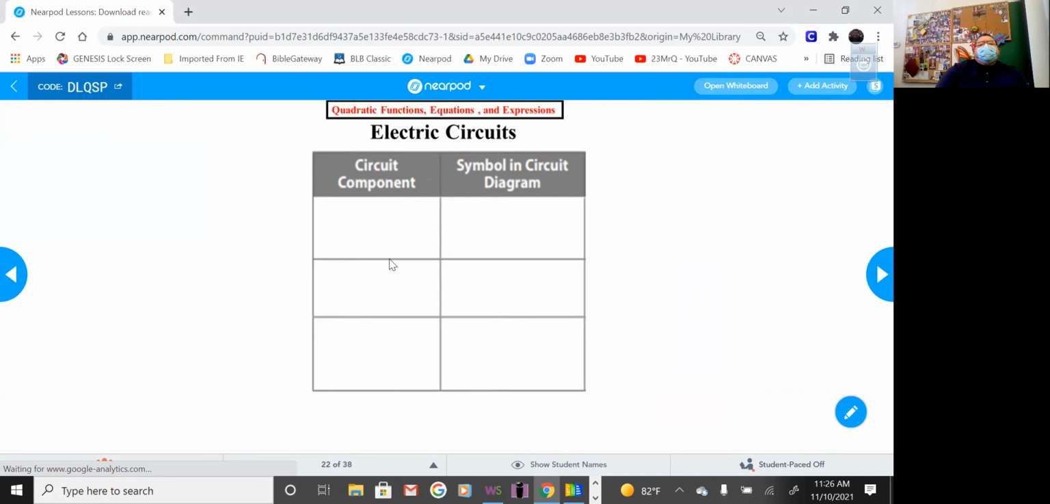So without looking at your notes, tell your neighbor the 3 components and what is the symbol that we use for those components.